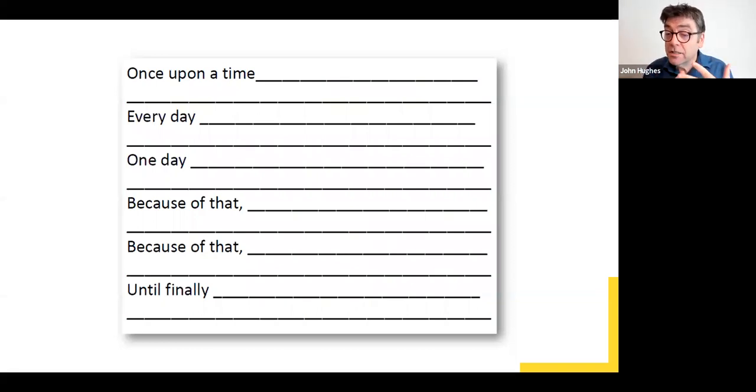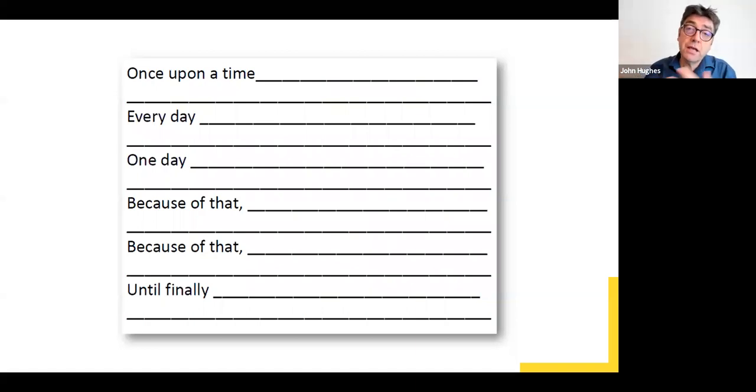I actually learned this from a business book. And the idea is that you teach it to your business, your adult students, and say, tell the story of your company. So once upon a time, there was a bored employee. Every day that employee went to work. And one day he had an amazing idea. And because of that, he set up a company. So you're kind of telling the story of how a company exists.